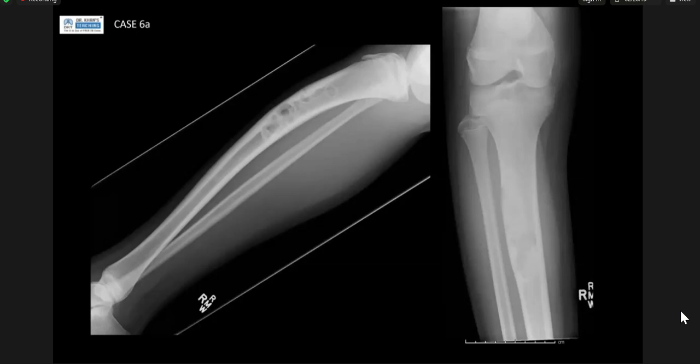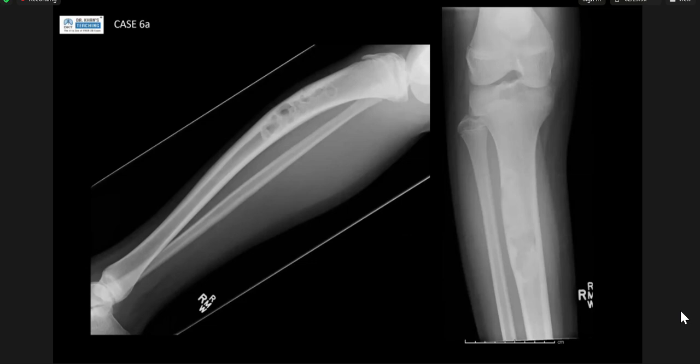Okay. So you're not seeing any aggressive features. You don't know what it is, and that's okay. That feels uncomfortable, but that's okay. You're trying to develop a safe framework. So when are you worried and when are you not worried? You're not really worried. You can see that there's bony deformity, there's bowing of that tibia.